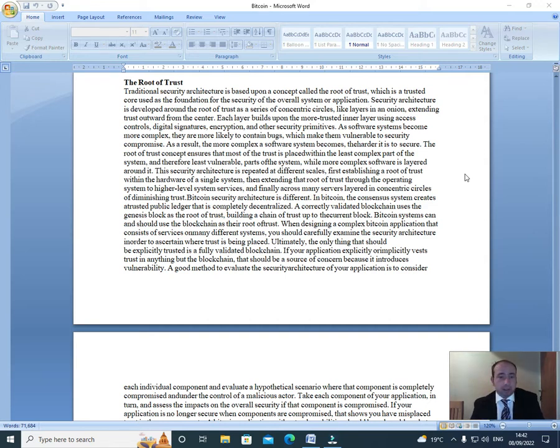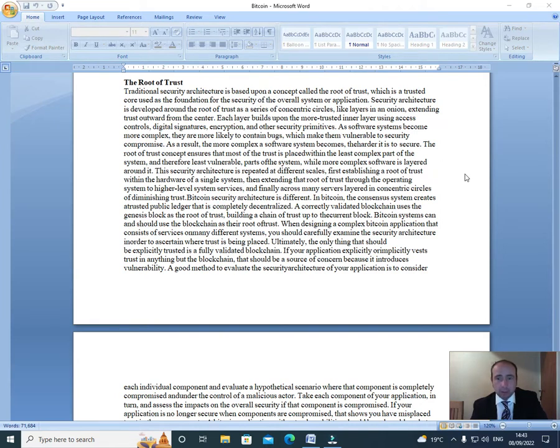The root of trust. Traditional security architecture is based upon a concept called the root of trust, which is a trusted core used as the foundation for the security of the overall system or application. Security architecture is developed around the root of trust as a series of concentric circles, like layers in an onion, extending trust outward from the center. Each layer builds upon a more trusted inner layer using access controls, digital signatures, encryption, and other security primitives.